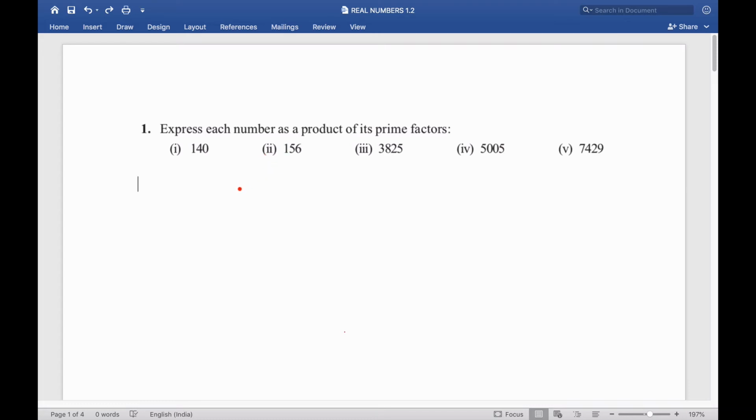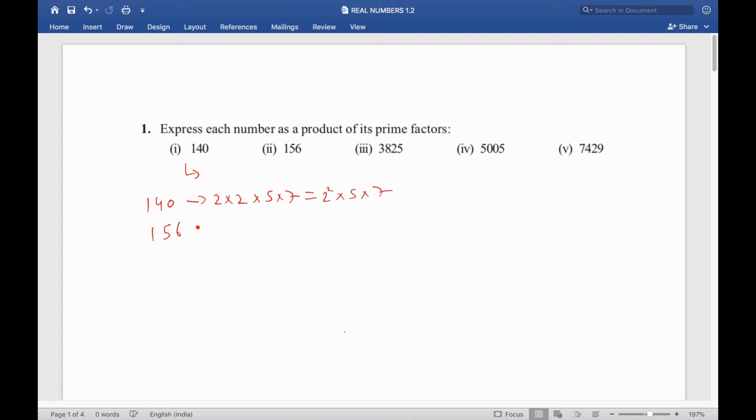Today we'll be solving class 10th exercise 1.2 real numbers. Now the first question is easy. We just have to do the prime factorization for 140. So let's get started. So 140, we can write it as 2 into 2 into 5 into 7, which means it is actually 2 square into 5 into 7.